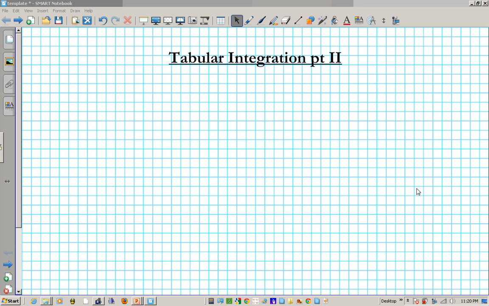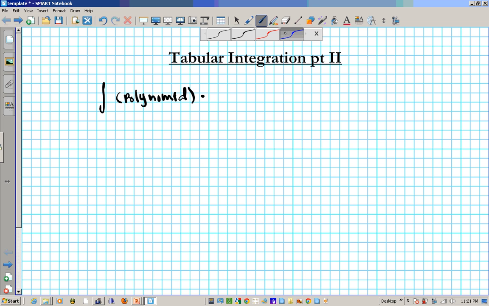Over another example of tabular integration, which is a version of integration by parts. So we went over this on the other video that tabular integration is best used for integrals where you have the antiderivative of a polynomial multiplied by either a trig function or an exponential function.